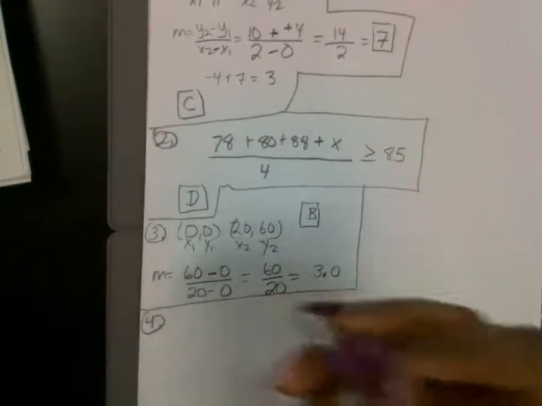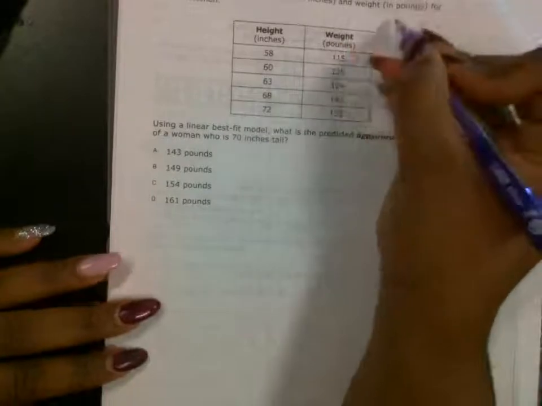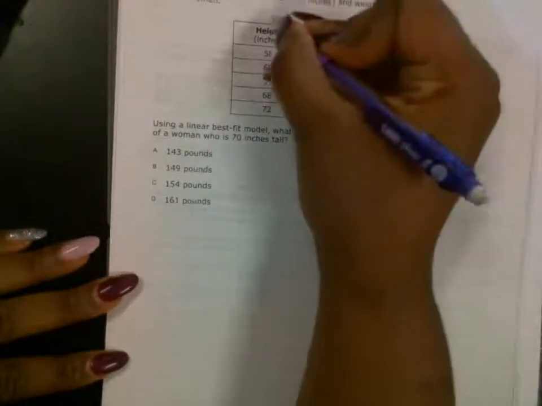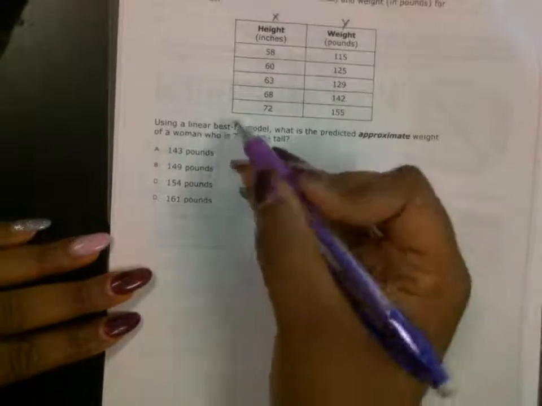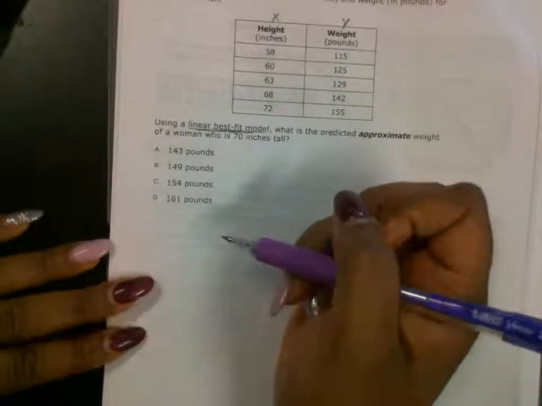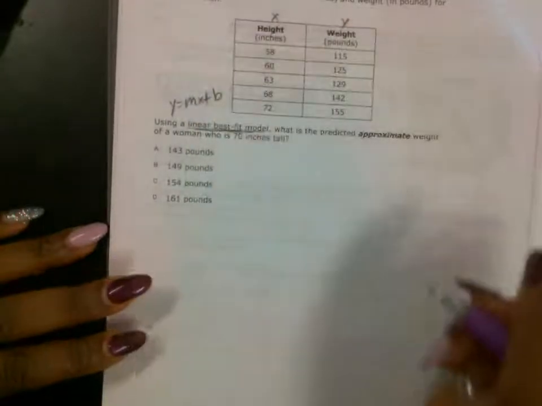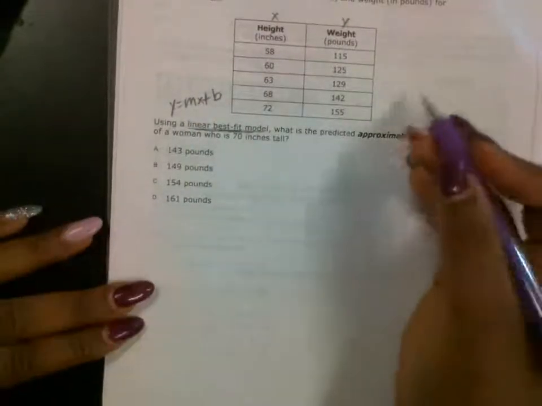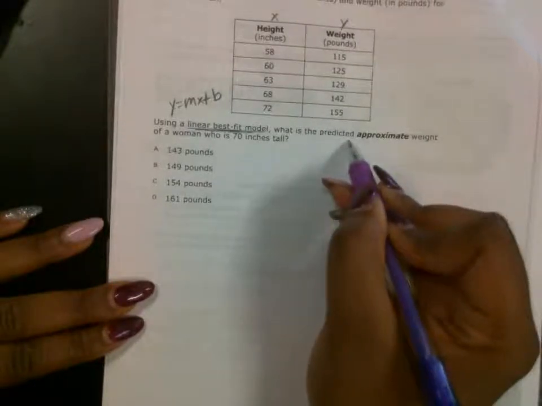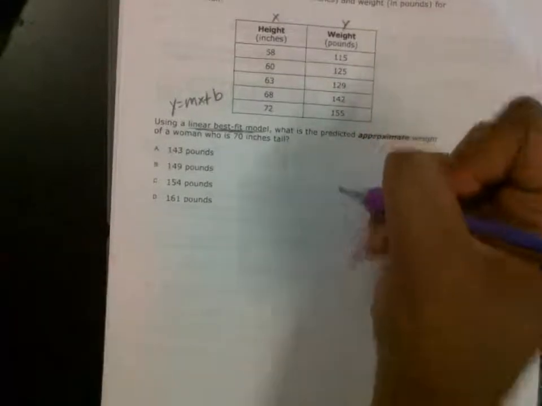All right, number 4. It says, the table below shows the height in inches and the weight in pounds for several women. This is X, this is Y. Using the line of best fit, so a linear best fit model, that means that we have to write the equation y equals mx plus b. We're doing LinReg in the calculator for this. What is the predicted approximate weight? Okay, so let's do the line of best fit in the calculator.